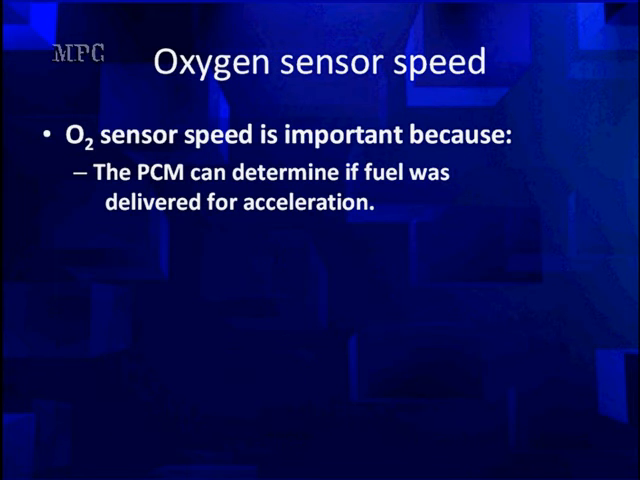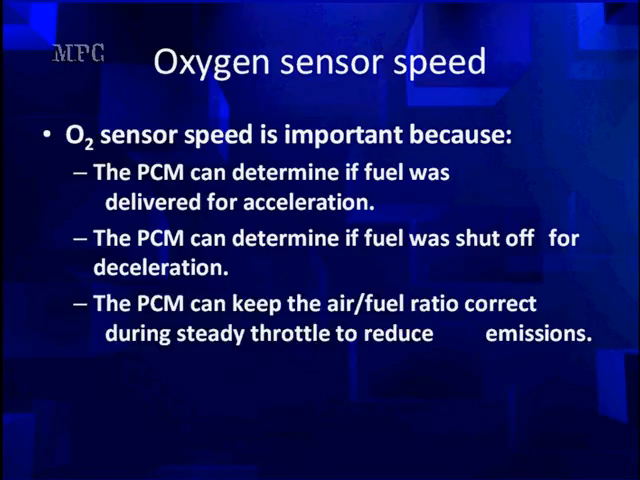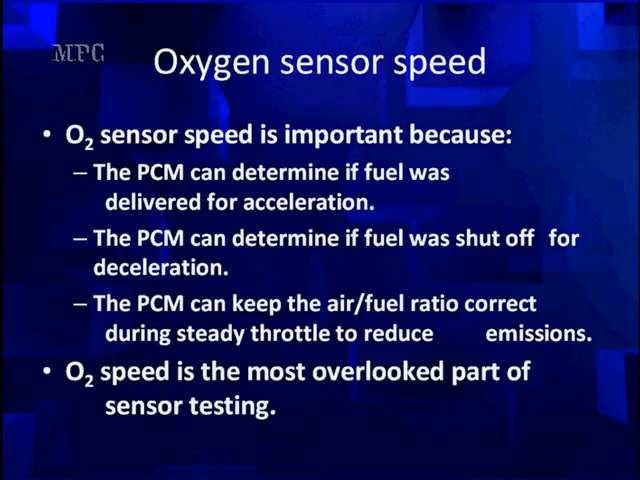Now, operating speed. O2 sensor speed is important because the PCM determines if fuel was delivered for acceleration. How can it tell if it's slow? It can determine if fuel was shut off for deceleration. If it's slow, it loses that information. The PCM can keep air-fuel ratio correct doing steady throttle to reduce emissions. All of these are only possible with proper speed of the O2 sensor. The O2 speed is one of the most overlooked parts of sensor testing, and unfortunately we cannot tell you any way to do it other than using a lab scope.